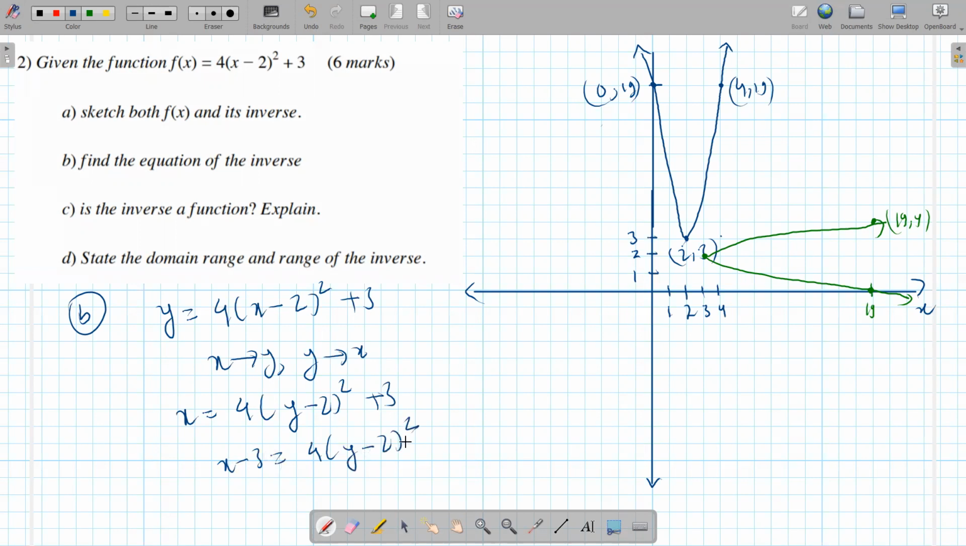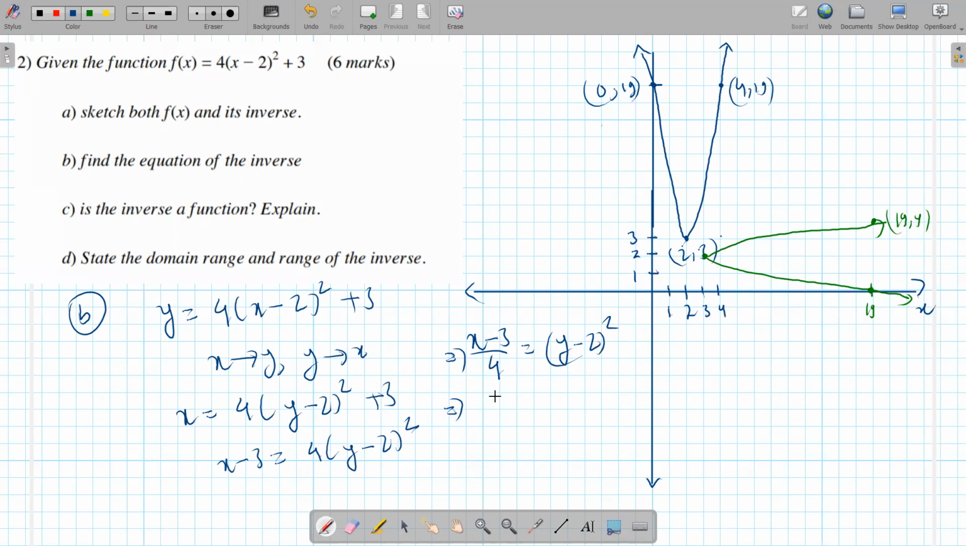What's next? Subtract 4, or would it be divide by 4? It will be divide by 4. Then you have x minus 3 divided by 4 equals y minus 2 whole squared. What's next? Would you root it or would you add 2? You root it first. Okay, yeah.